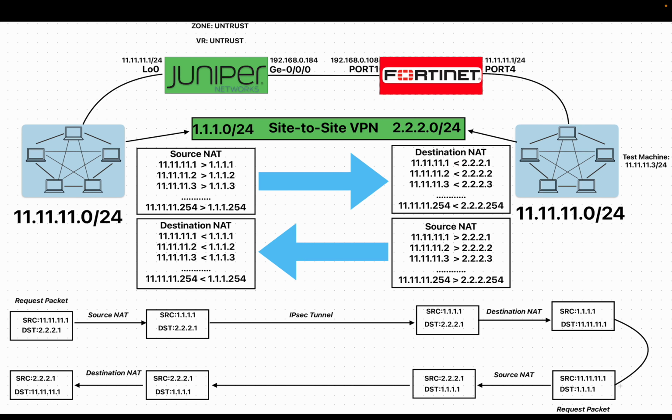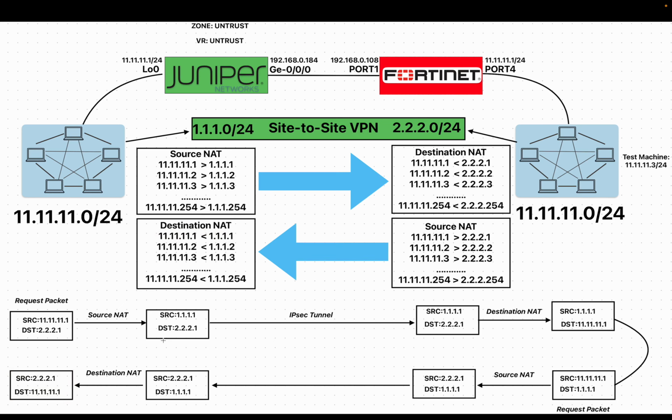And below you can see the reply packet from the source 11.11.11.1, which is the actual destination, initiating the reply to 1.1.1.1. And when it reaches the Juniper SRX device, the source will obviously be translated to 2.2.2.1, and the destination will be 1.1.1.1, which will get translated to the actual IP, which is 11.11.11.1. So that's how the packet flow will look like.